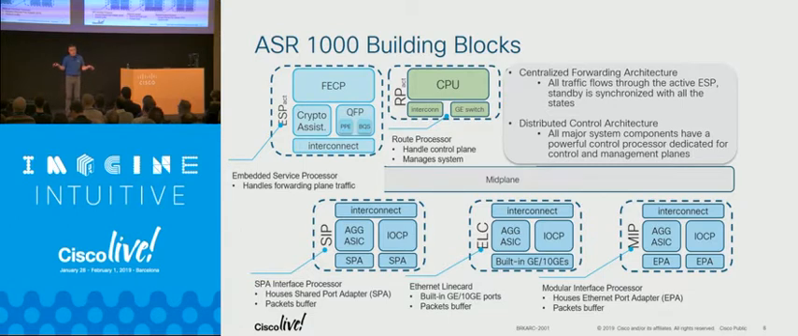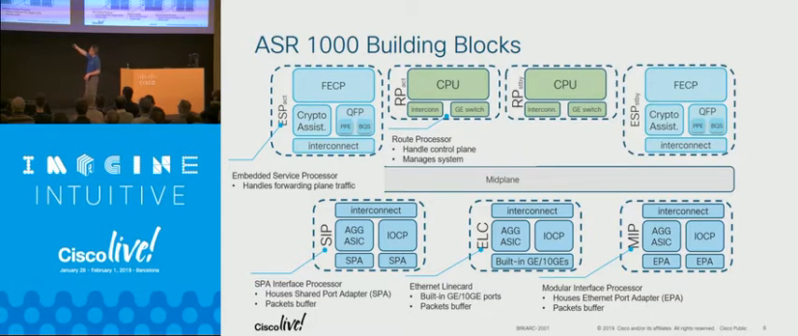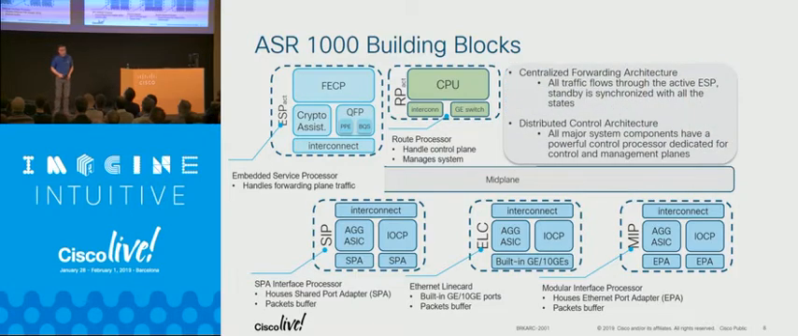The fixed chassis has the same architecture, the same three building blocks as the modular chassis. The only difference is that it doesn't have the redundant RP and ESP, and it has a single CPU to manage the RP subsystem, the ESP subsystem, and the line card, the I/O subsystem. Otherwise, the same packet flow, the same centralized forwarding architecture, the same distributed control architecture. Any questions?